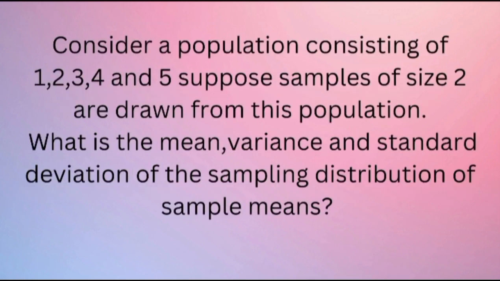Let's have this example. Consider a population consisting of 1, 2, 3, 4, and 5. Suppose samples of size 2 are drawn from this population. What is the mean, variance, and standard deviation of the sampling distribution of the sample mean? The population consists of 1, 2, 3, 4, and 5, and we're going to draw a sample of size 2 from this population.